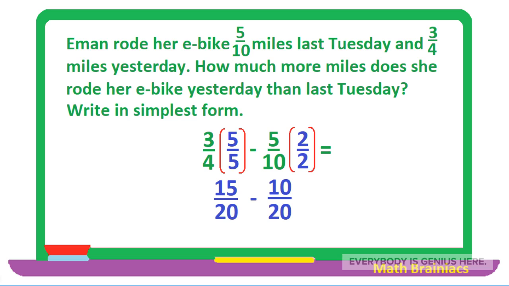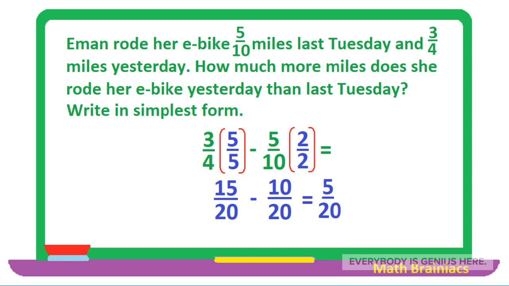Subsequently, we have made the denominators equivalent. They are now both 20. Now, let us work on the numerator. 15 minus 10, which will give us 5. Therefore, 3/4 minus 5/10 will give us 5/20.